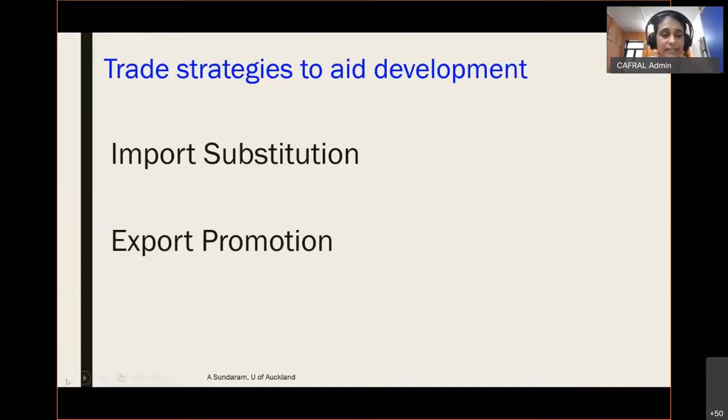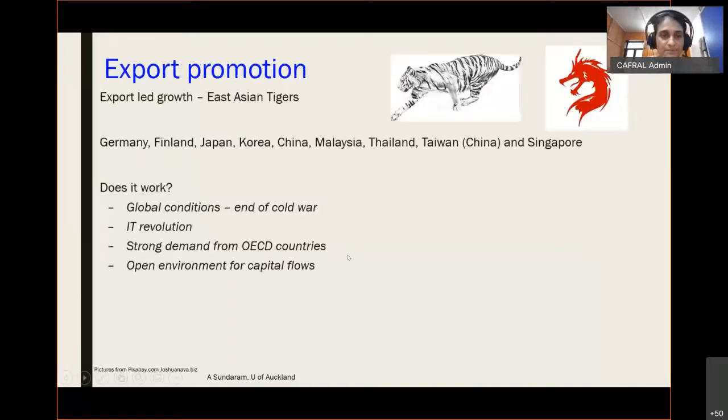The other idea is to actually promote export. So that's an export promotion strategy, which is very different from import substitution. For export promotion, those of you who are familiar with trade policies know that export-led growth, the big example is the East Asian tigers, right? The East Asian tigers and countries like Germany and Finland used export promotion pretty aggressively for development, particularly the East Asian countries. Okay? Now, the question is, does it always work?